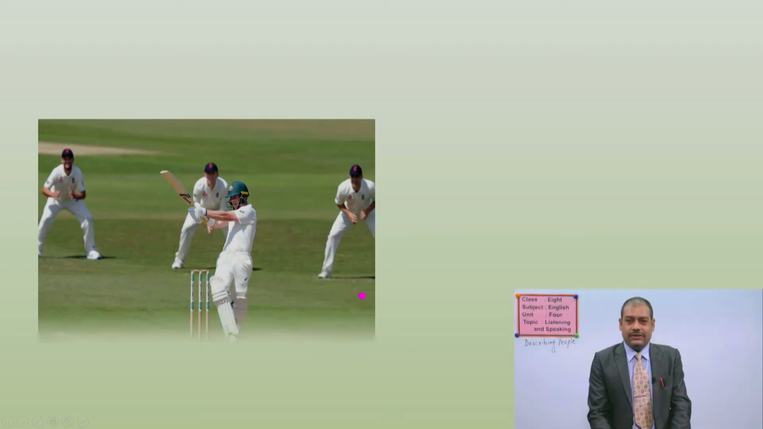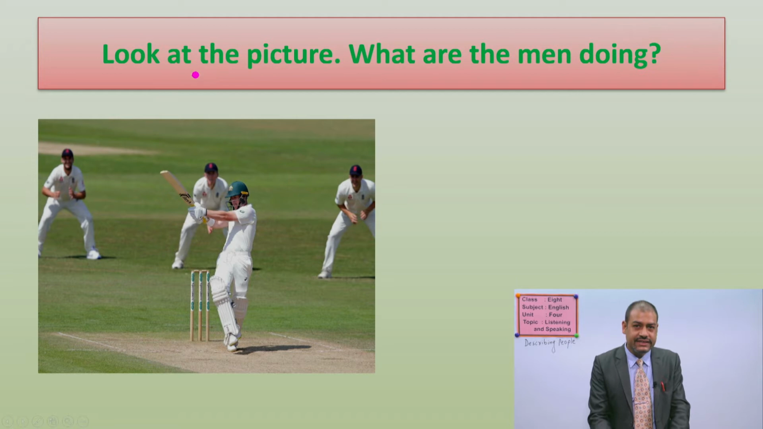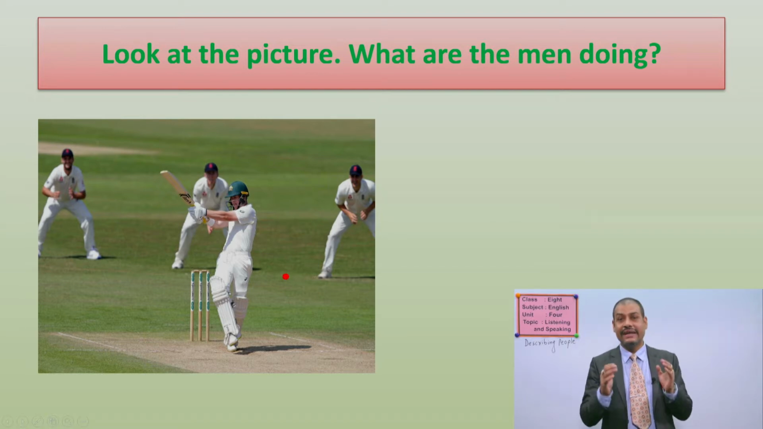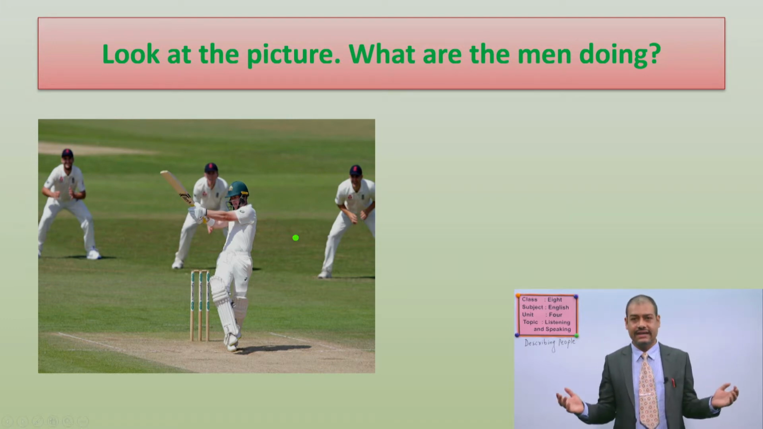Okay. So what do you see? See the question for you. What's written here? Please read it. Yes, look at the picture. Okay, this picture. What are the men doing? See, what do you see in the picture? Yes, there are players. And what are they playing? Yes, they are playing cricket. Okay, so there is a batsman and there are bowlers. So, a cricket game.